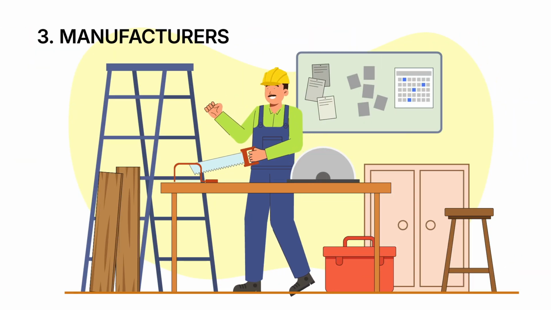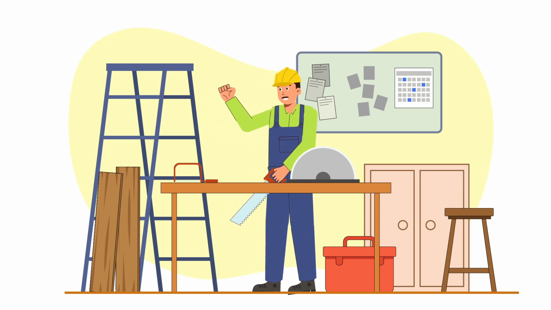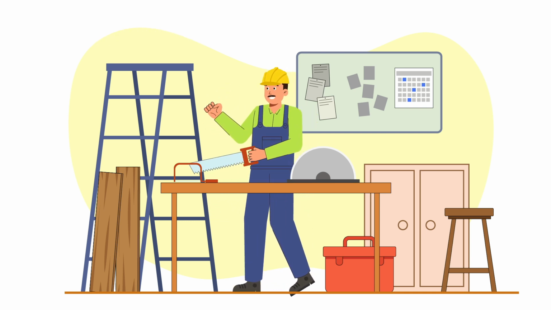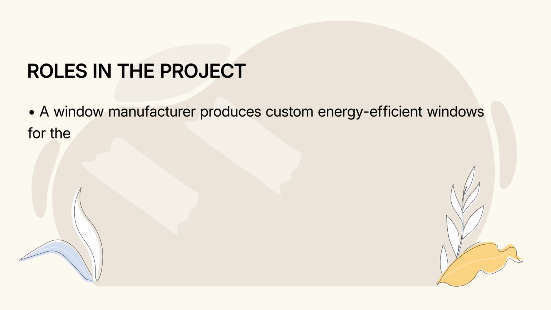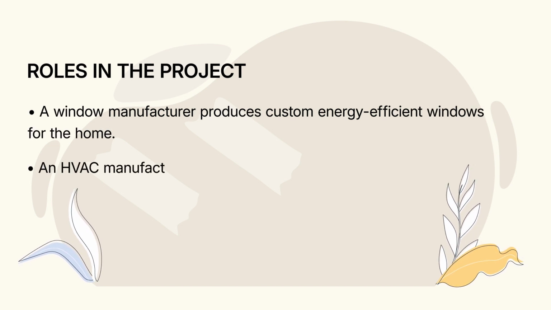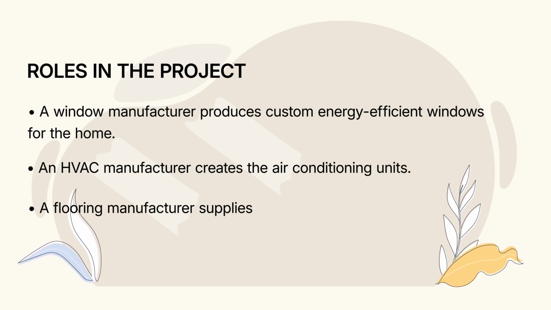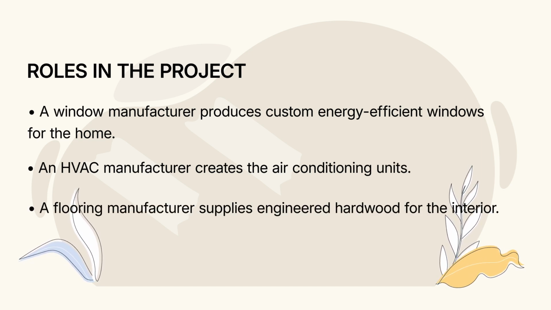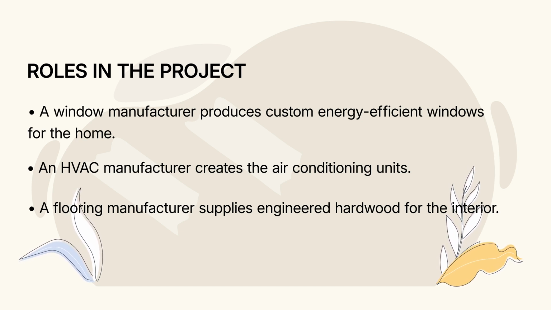Suppliers need the manufacturers. They are the ones who produce the products and components used in the project. This could be anything from windows to kitchen cabinets. The window manufacturer produces custom energy-efficient windows for that home, or the HVAC manufacturer creates the air conditioning units. Many manufacturers use building information modeling, BIM, to provide detailed product data, which helps architects and contractors integrate the product seamlessly into the design.